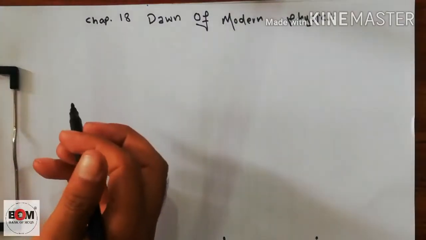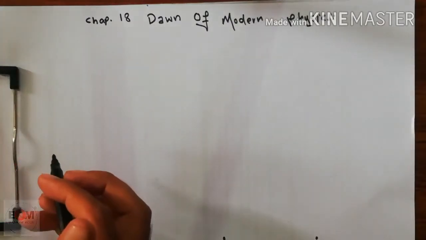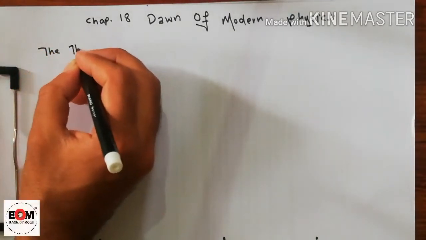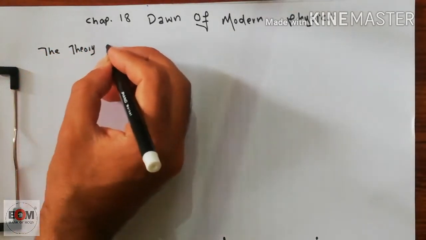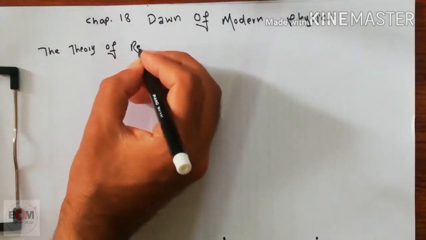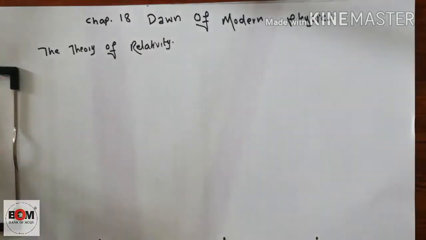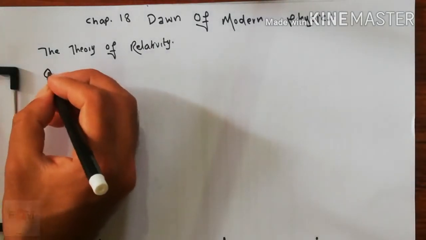Today we will discuss two things. The first is the theory of relativity, and the second is quantum theory.